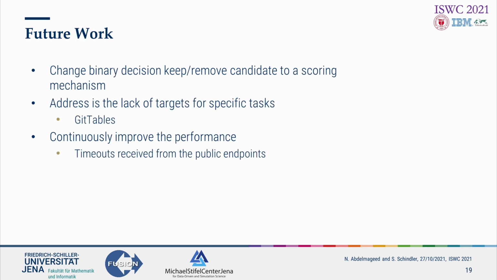However, we see multiple areas of enhancement of this work. First, the current binary decision to keep or remove a candidate needs to be changed to a scoring system. Second, addressing the lack of targets in specific tasks, like the example of this year's GetTables, would be needed. Finally, the continuous improvement of the JenTab performance, especially for the timeouts from the endpoints.